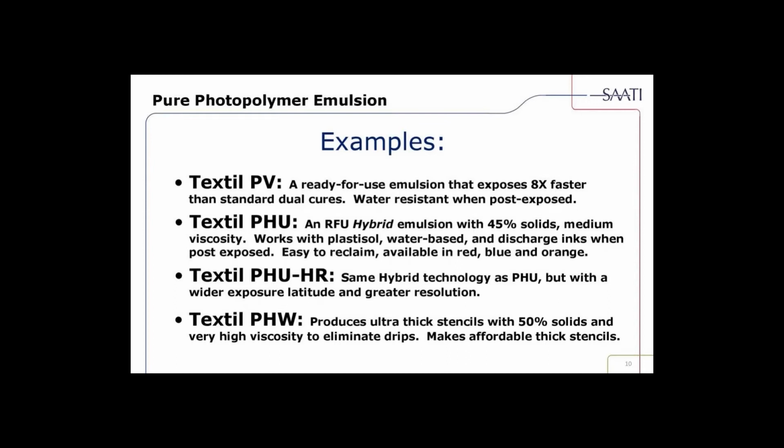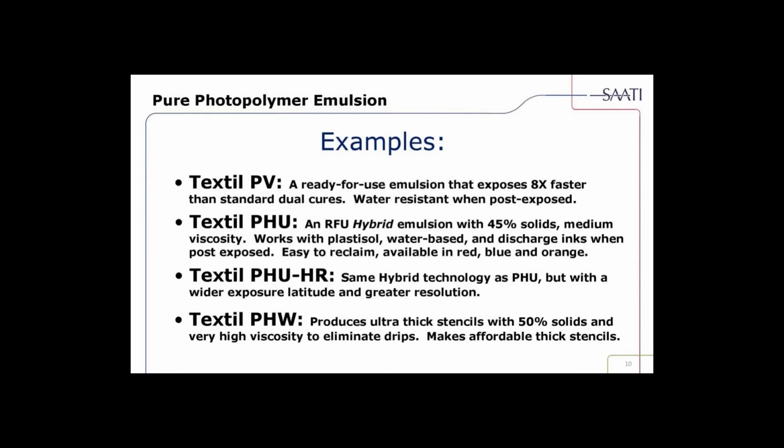The next product in the line is the Textile PHU HR. It has the same hybrid technology as the PHU, but with a wider exposure latitude and gives greater resolution. This product does develop and reclaim considerably and or much easier than the PHU series, which some of you have had difficulty with in the past.